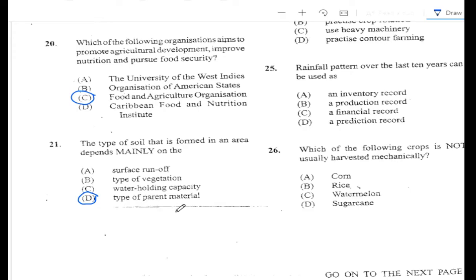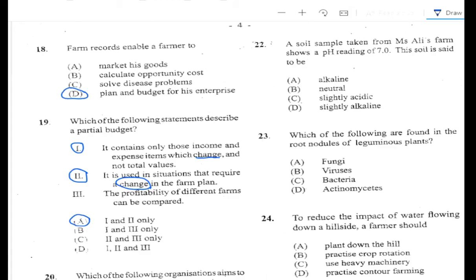So soil is formed from rocks. So parent material here is speaking about the rocks that the soils are formed from. Alright, question number 22. A soil sample taken from Miss Alice's farm shows a pH reading of 7. This soil is said to be A. Alkalinic, B. Neutral. So 7 on the pH scale.